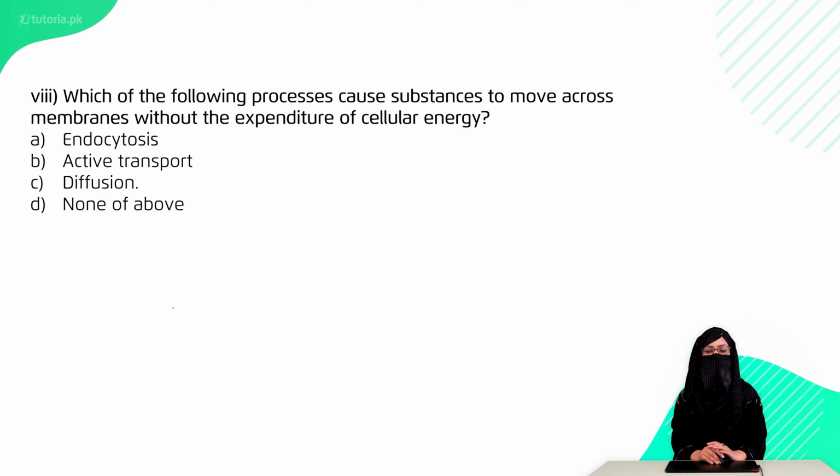Question 8 है which of the following processes cause the substance to move across a membrane without the expenditure of the cellular energy? Option A, endocytosis. Option B, active transport. Option C, diffusion. Option D, none of the above. The right option है option C, diffusion.